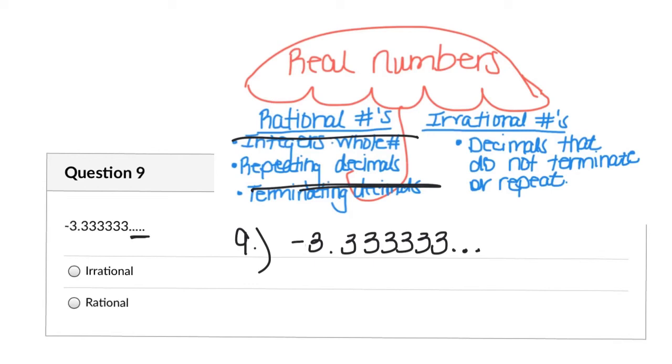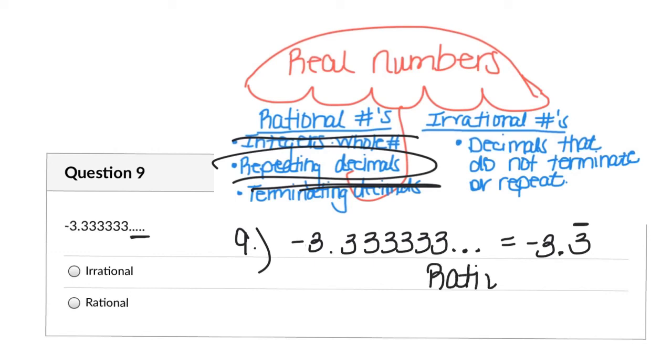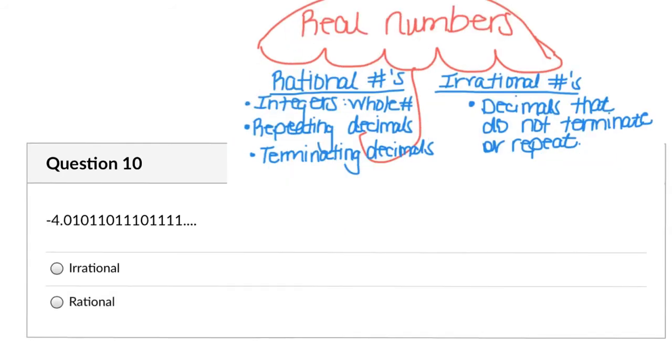Does it repeat? Well, if I look at the digits, are they the same? They are. It does. So let's write it correctly. I'm going to keep my whole number, and then I'm going to put a line over my first repeating number. So it is rational because it repeats. This was your last problem, number 10.